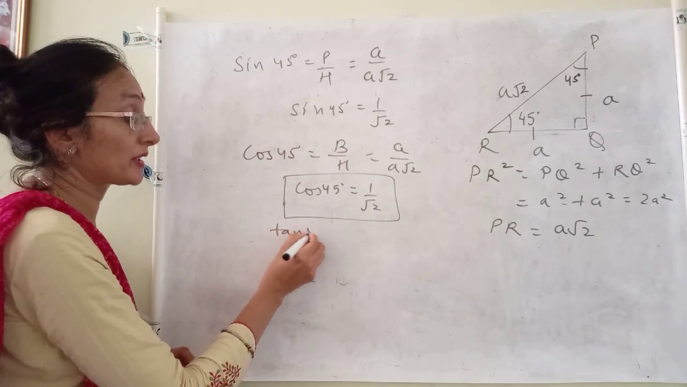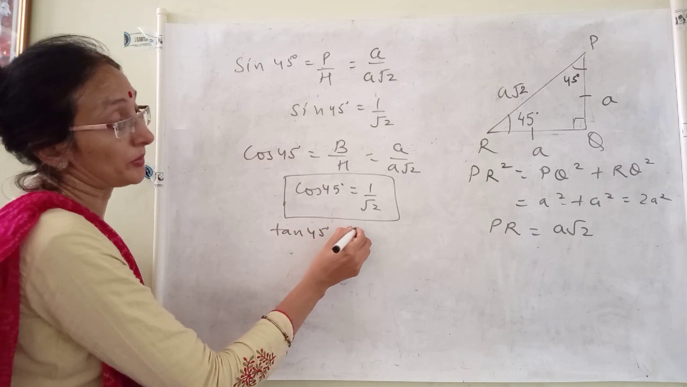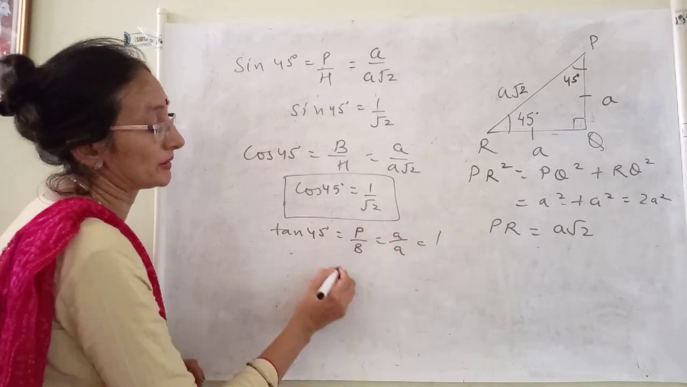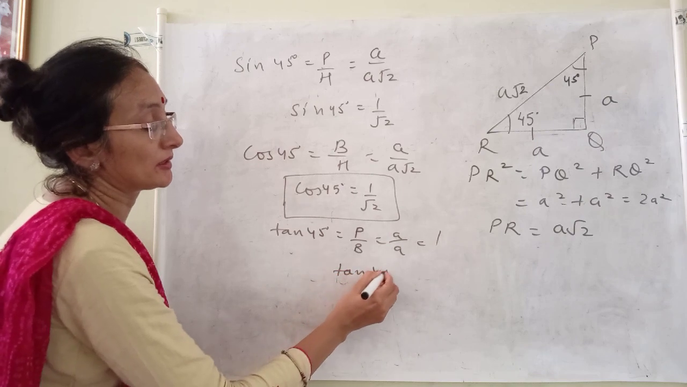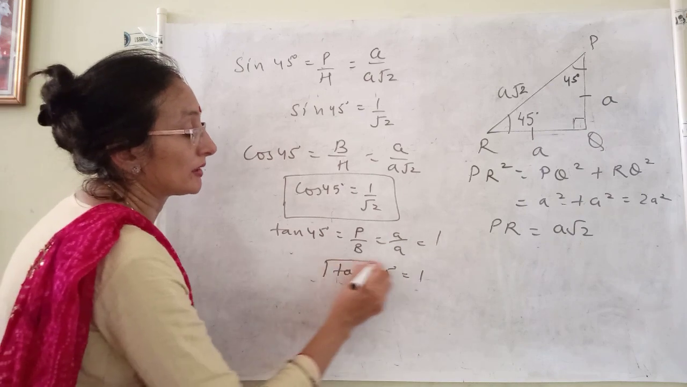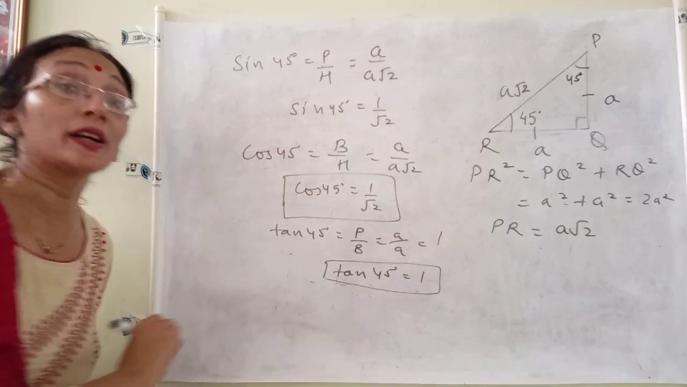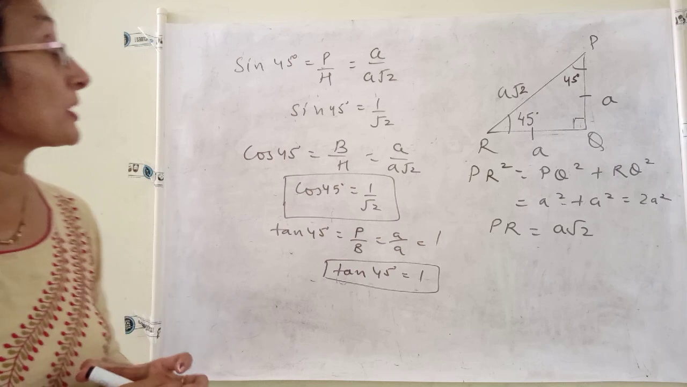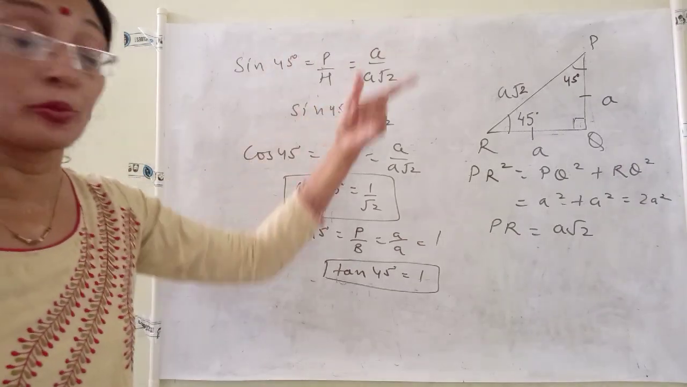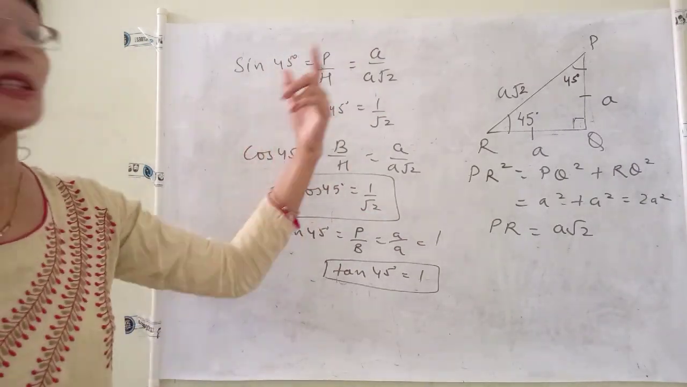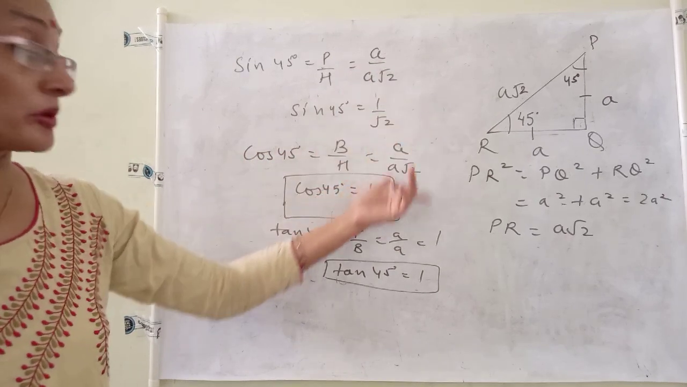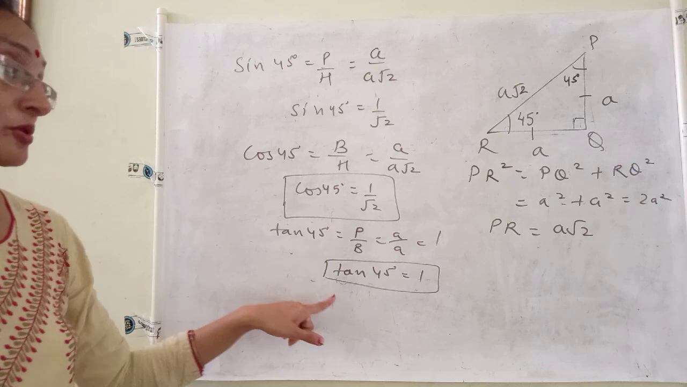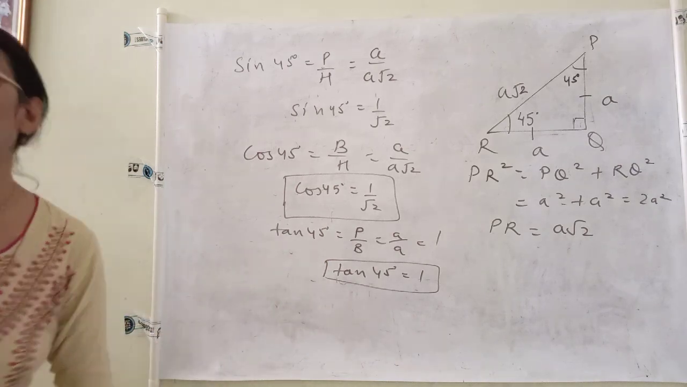Then tan 45 degree is perpendicular upon base, A upon A, so 1. Tan 45 is 1. Now all of you are able to find the reciprocals of the other 3 trigonometric ratios. Cosec 45 will be root 2 upon 1, sec 45 degree is root 2 upon 1, and the reciprocal of tan 45 is cot 45, which is also equal to 1.